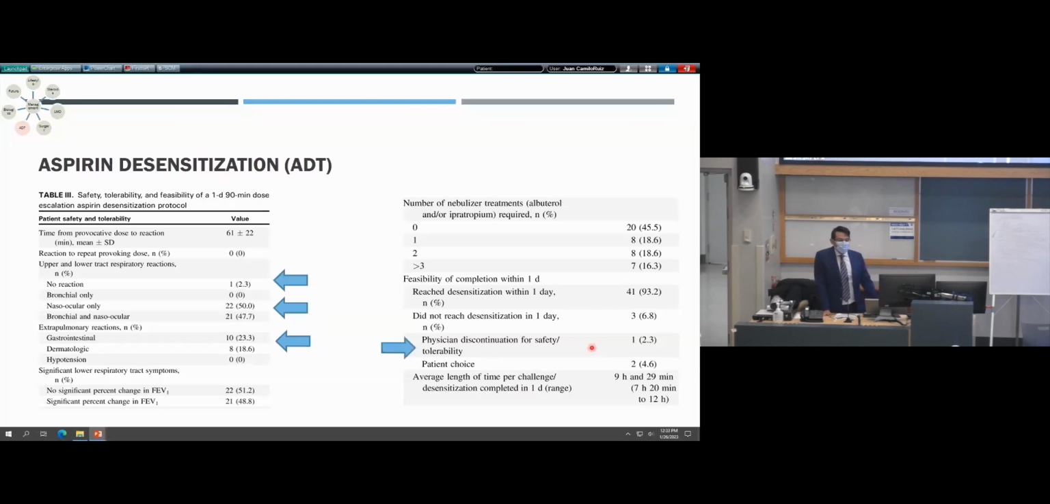Now, only one patient had to discontinue because of the GI reactions, but everyone else was able to complete the desensitization. But just to give you an idea, this is a procedure that takes about 9 hours. So again, very labor intensive.